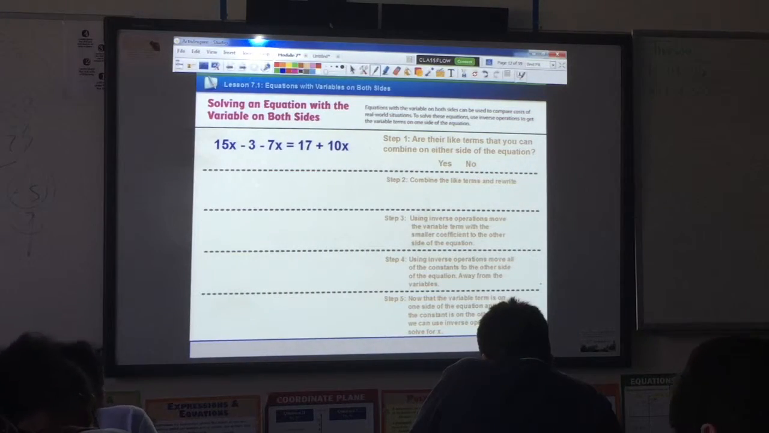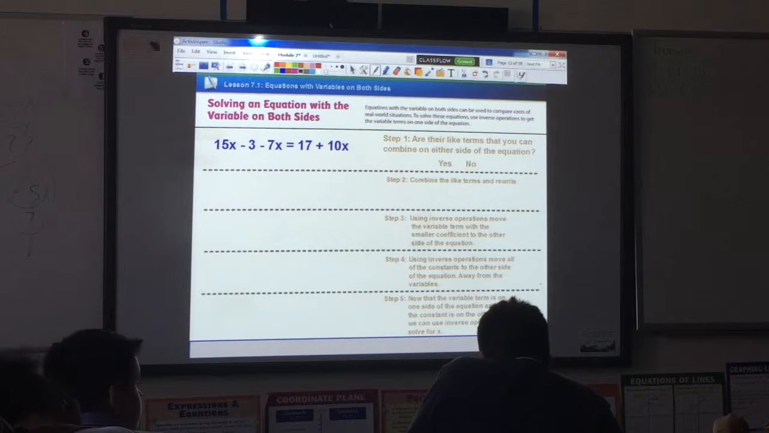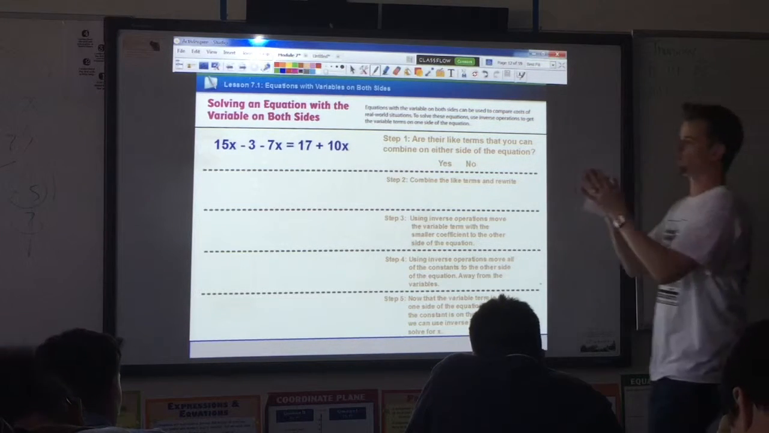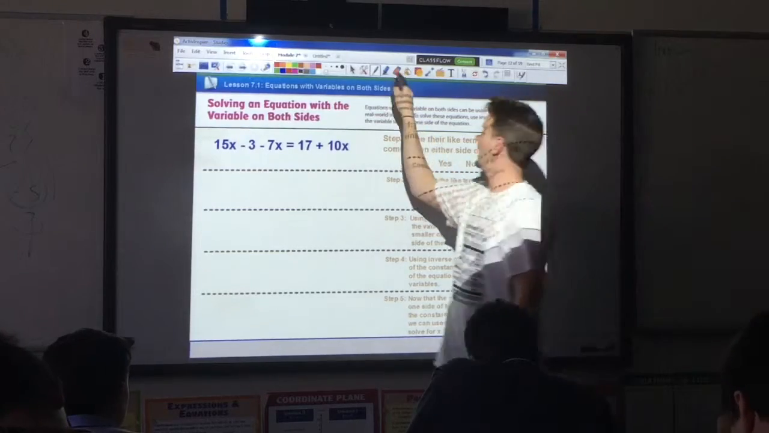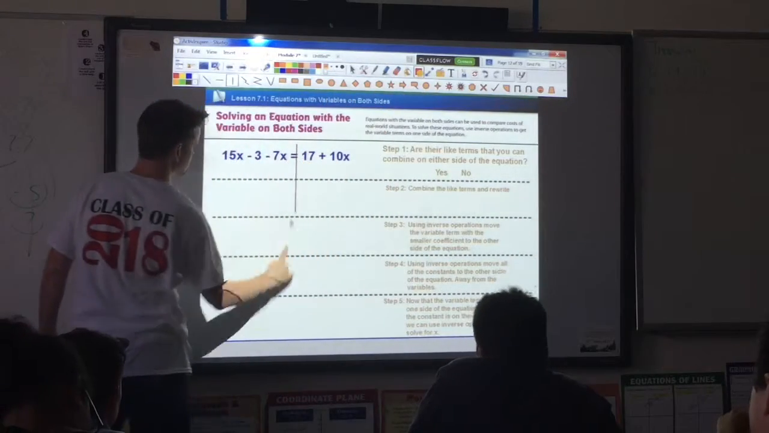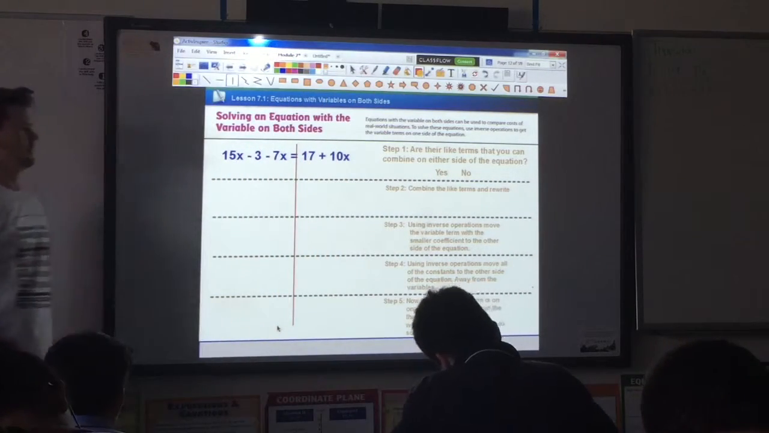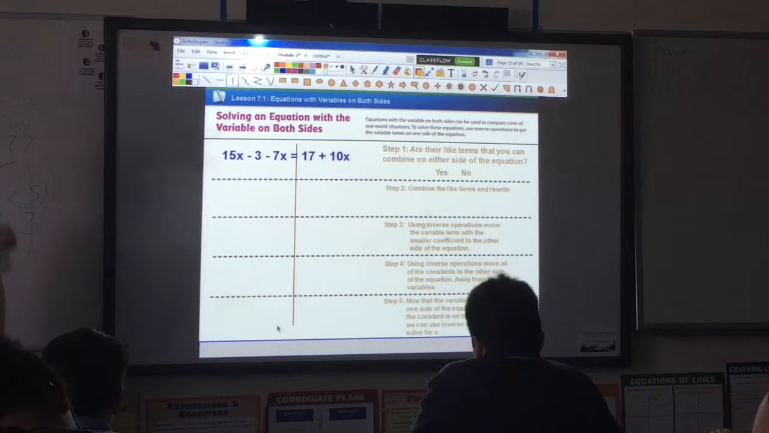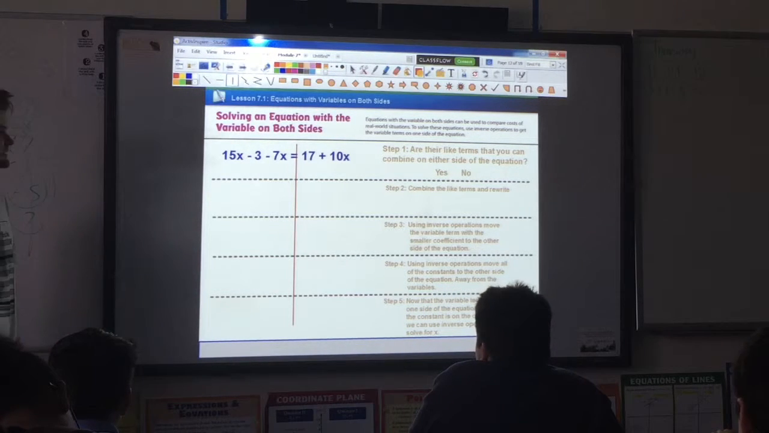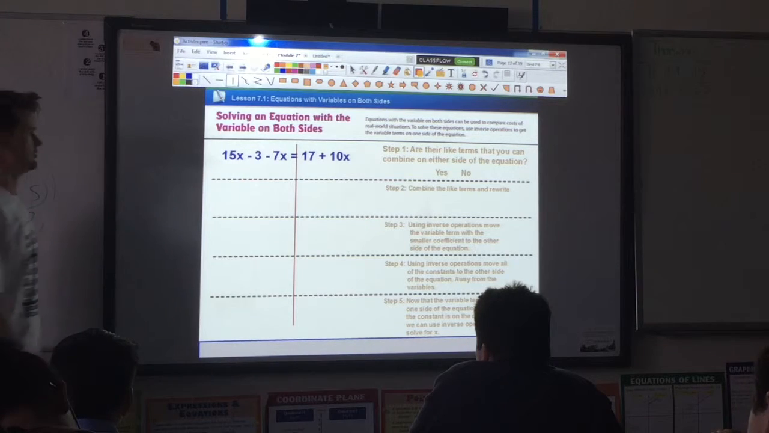Okay. First question you always ask yourself. Step 1. After I draw my line, are there any like terms that I can combine on either side of the equation? Yes or no? Yes. Which side? The left side. On the left side, okay?